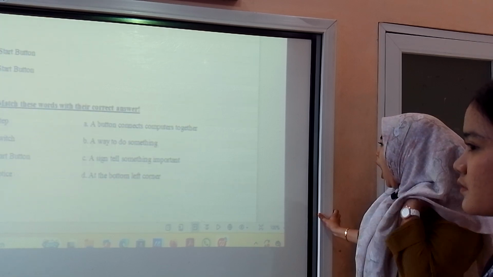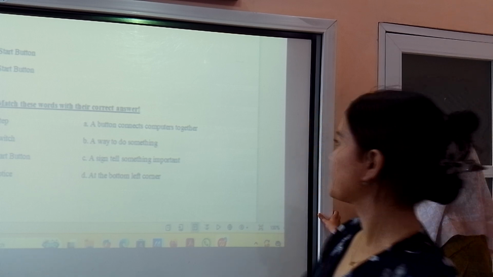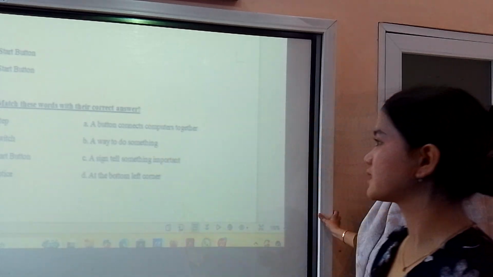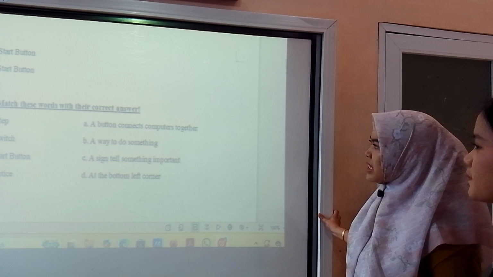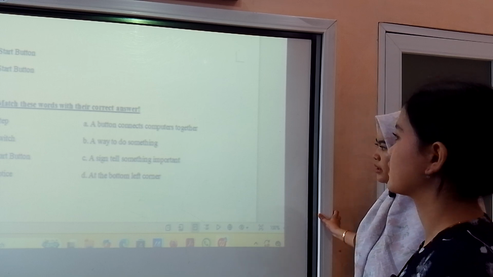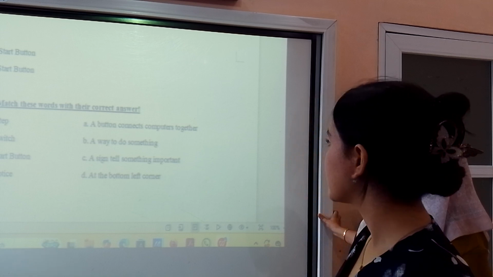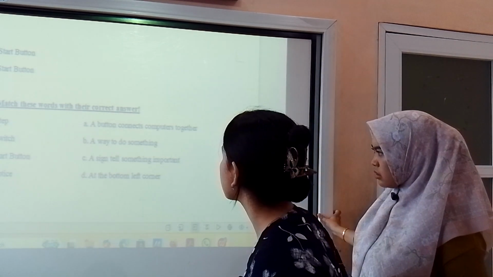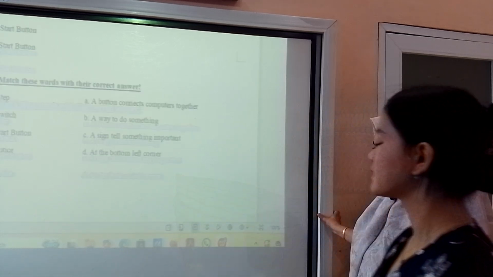Matching the words. Number one, step is B, a way to do something. Okay, next, Miss. Switch is a button that connects computers together. Next, Miss. Start button is at the bottom left corner.